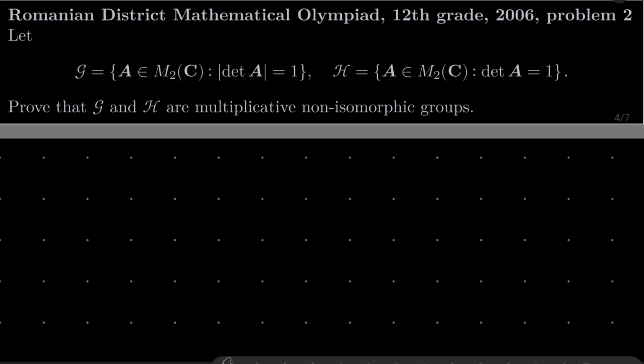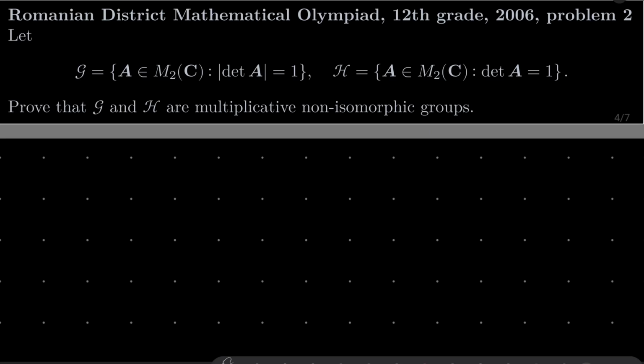Set G consists of all the 2 by 2 matrices with complex entries such that the absolute value of the determinant of A equals 1, and let H be the subset of G which consists of 2 by 2 matrices with complex entries whose determinant is 1. We wish to prove that G and H are groups with multiplication, but they are not isomorphic.